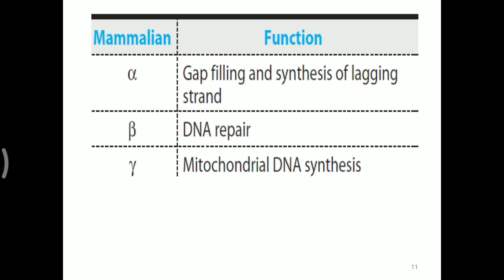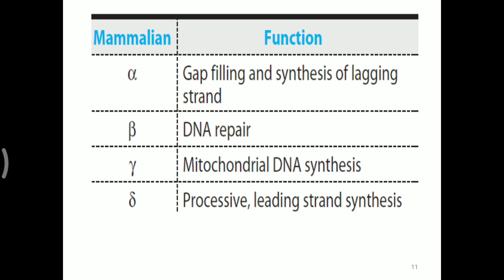One more DNA polymerase is gamma. Gamma is not utilized for nuclear DNA replication; it is utilized for mitochondrial DNA synthesis. Furthermore, DNA polymerase delta is processive in nature and synthesizes the leading strand of the DNA. So you have to remember alpha and delta: alpha for the lagging strand, delta for the leading strand. Remember that for MCQ purposes also.